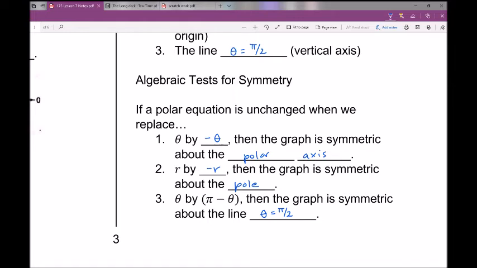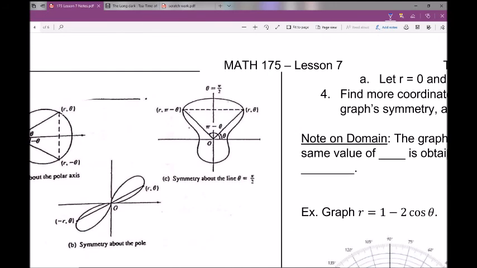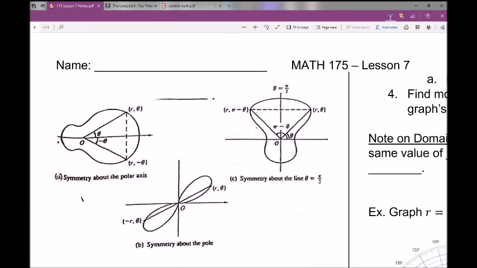So now we'll look at a few examples of this. What I've done first is just given you a picture of each type of symmetry, so you have some examples there. The first one, we have symmetry about the polar axis. So notice if we were to fold this graph over the polar axis, then it would match up on both sides.